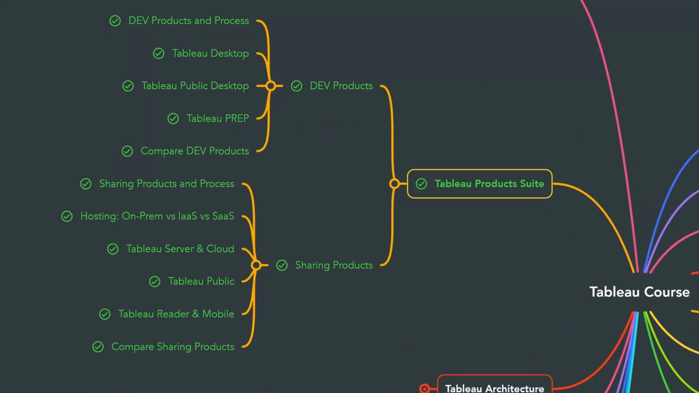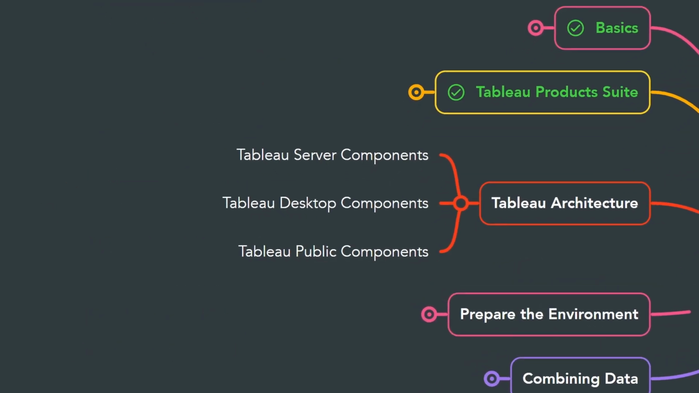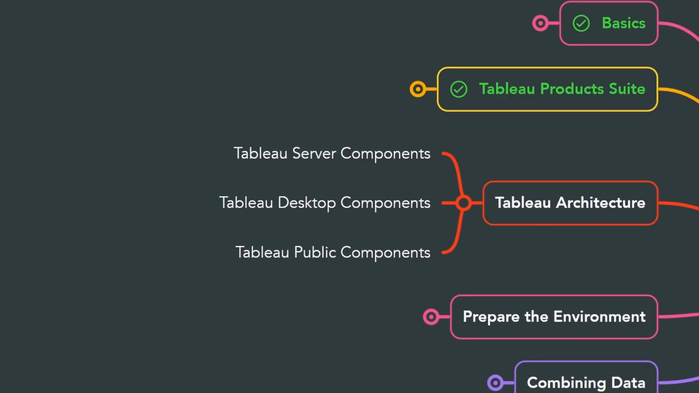All right, everyone. So with that, we have covered all 8 Tableau products and we understood the differences between them. In the next chapter, we will learn the Tableau architecture to understand how Tableau internally works and what the main components of Tableau are.